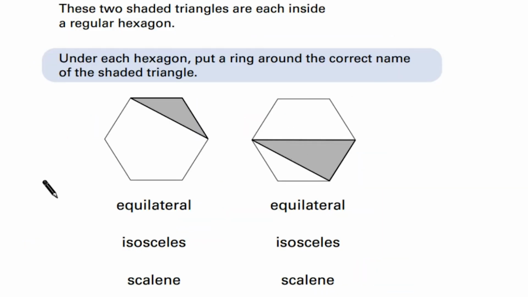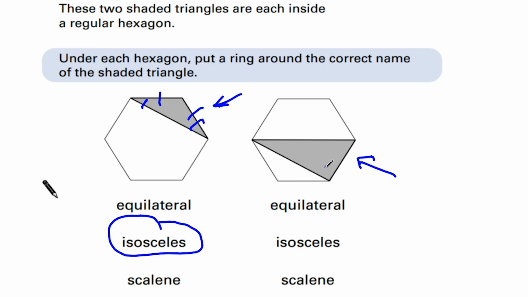These two shaded triangles are each inside a regular hexagon. Under each hexagon, put a ring around the correct name of the shaded triangle. So we've got a shaded triangle here and a shaded triangle here. Now, if we remember from the beginning of the video what these different triangles are like, this triangle here looks to have two sides that are the same and two angles that are the same. Now, if so, then it must be an isosceles triangle, because an isosceles triangle has two angles that are the same and two sides that are the same.